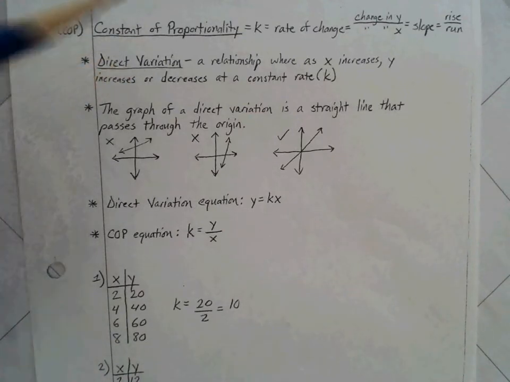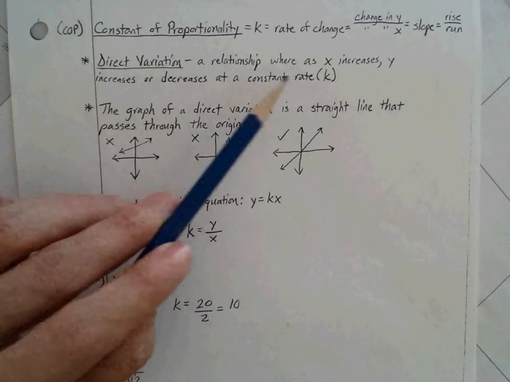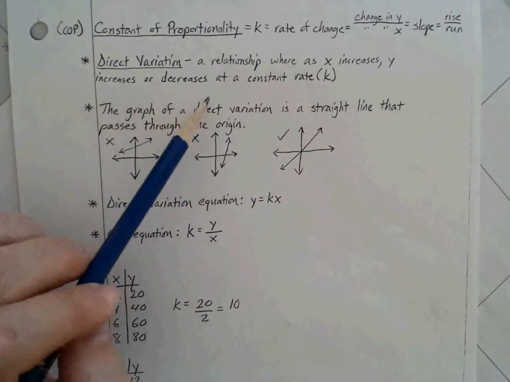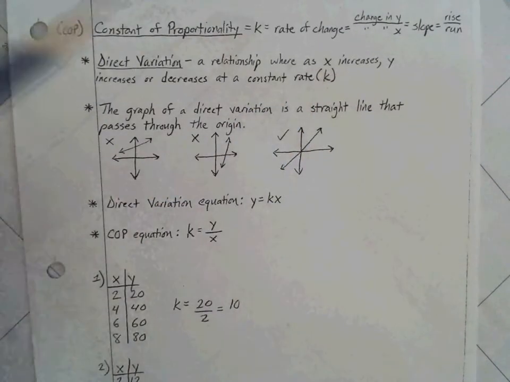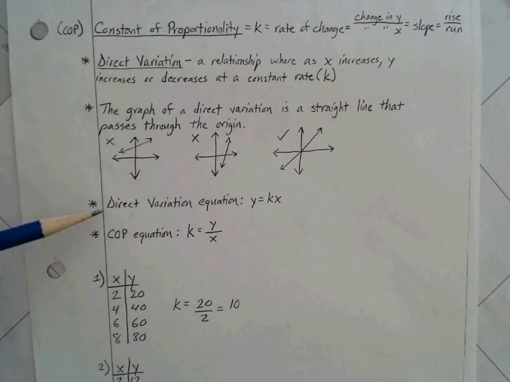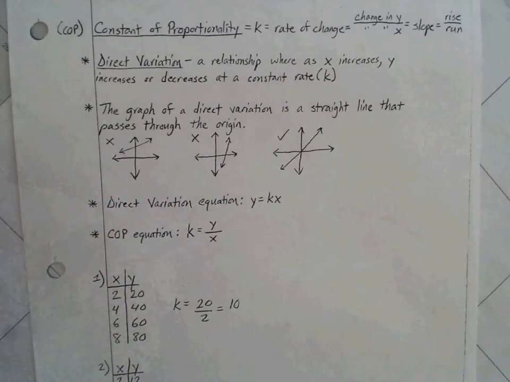Direct variation is a relationship where, as x increases, y increases or decreases at a constant rate. And so the constant rate would be the constant of proportionality. The direct variation equation is actually down here. We'll talk about that in a second. Over here, I want to show these graphs before we get into the direct variation equation.